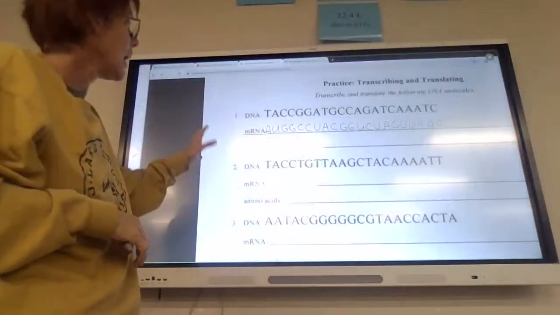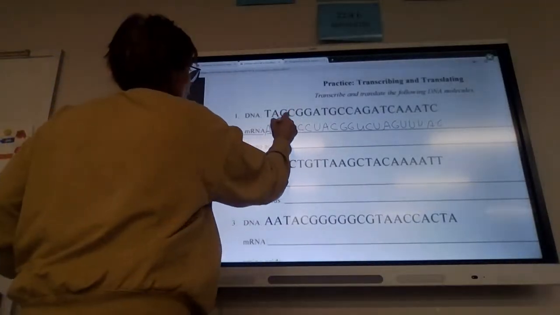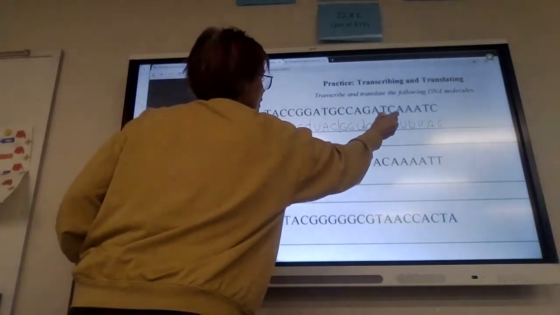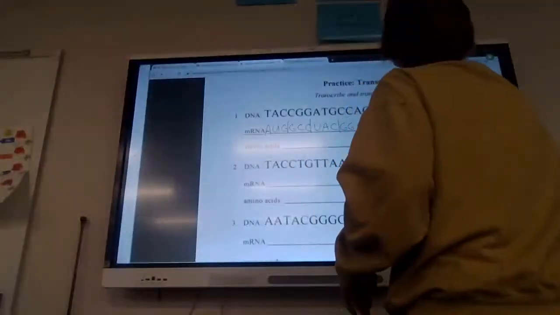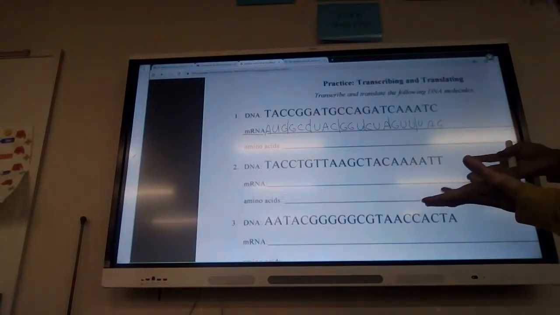Those are my nucleotides. Then I break these up into three letters each. So I've got AUG, draw a line. GCC, draw a line. Just draw a line between each set of three at a time.